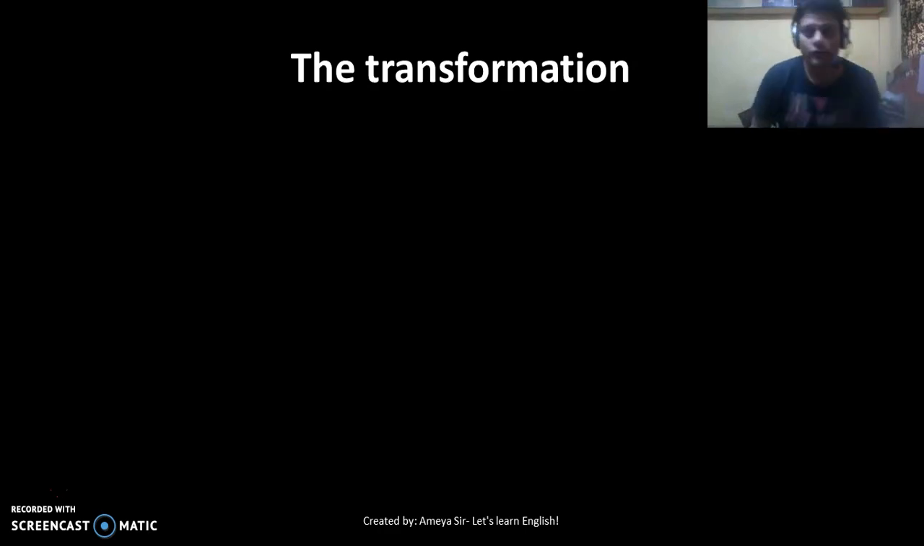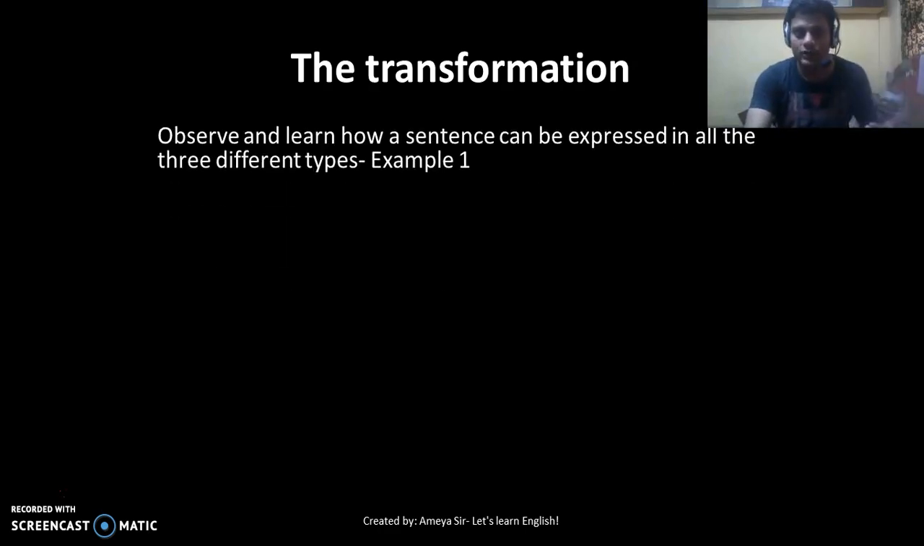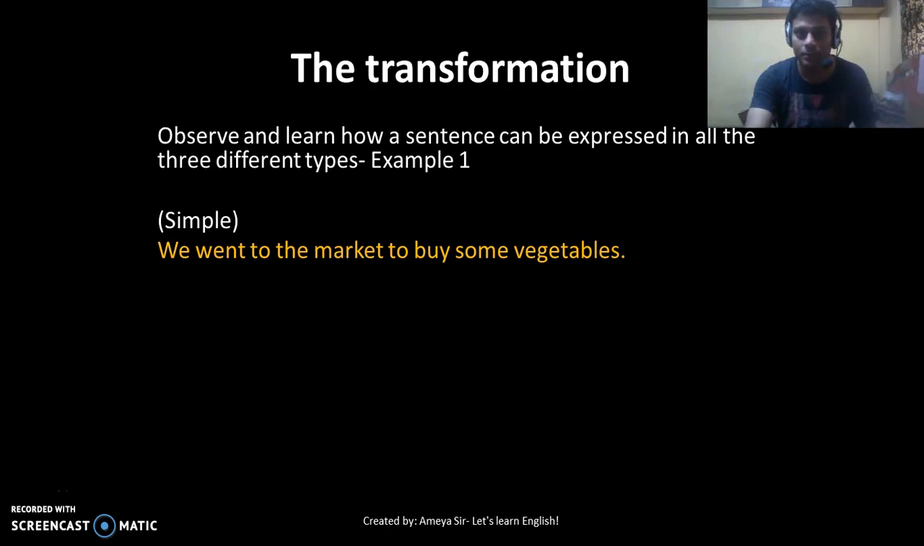Interestingly enough, what we will do is we will take one sentence and see the same in all the three types of sentences. So that's actually the better idea. The same sentence in all the three forms. So let's do this. First we will see the simple. We went to the market to buy some vegetables. Now again, to buy is an infinitive here. We went to the market to buy some vegetables.